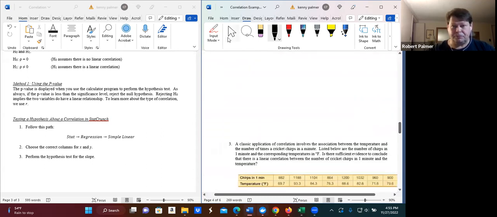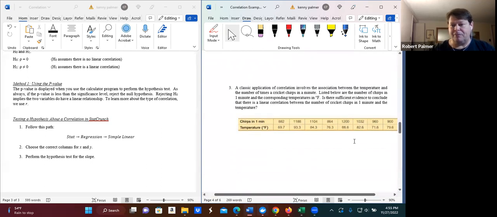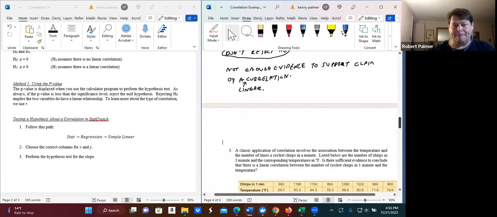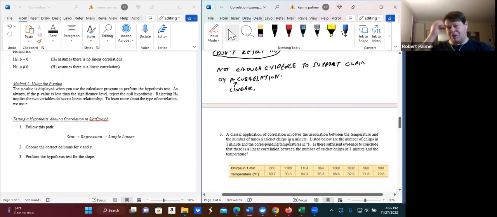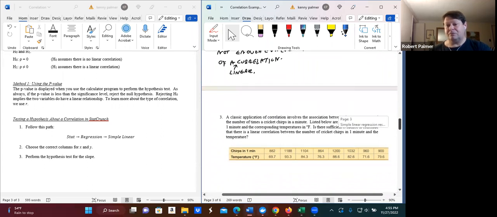Okay. Let's do one more example, and we'll do basically the same way. This one says, a classic application of correlation involves the association between the temperature and the number of times a cricket chirps in a minute. Listed below are the number of chirps in 1 minute and the corresponding temperatures in Fahrenheit. Is there sufficient evidence to conclude that there is a linear correlation between the number of cricket chirps in 1 minute and the temperature?